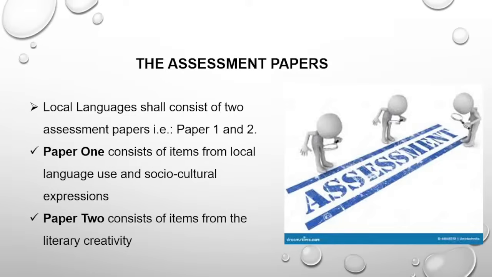We have 3 constructs, but we can't take language use for a specific paper per se. We have decided to merge local language use and social cultural expressions. Then paper 2 consists of items from literary creativity. This will consist of the aspects of literature, poetry, novel, short story, drama, and so on.